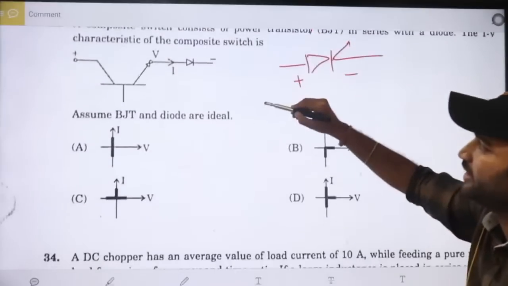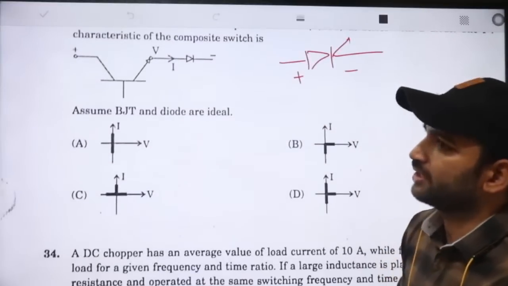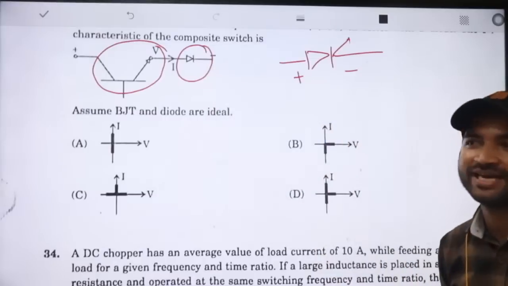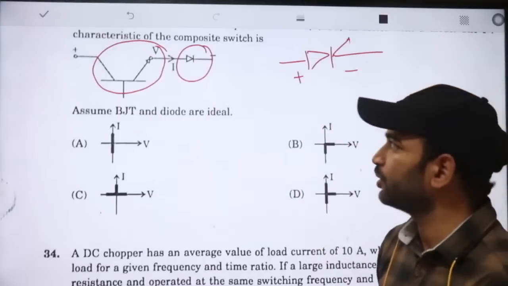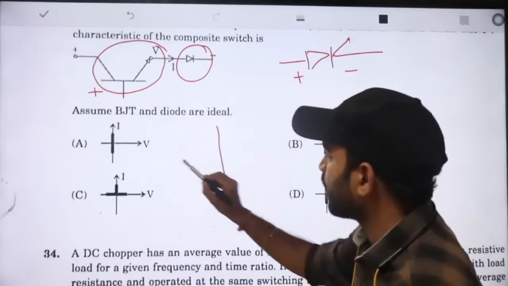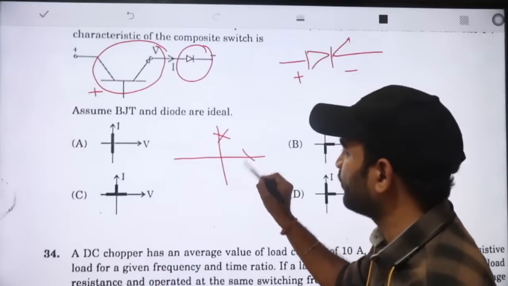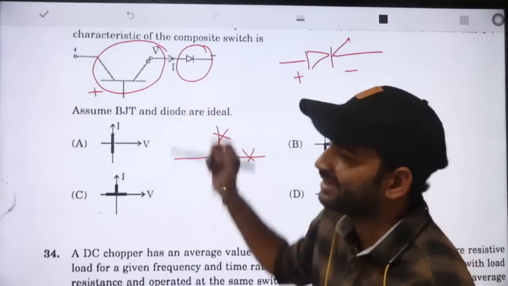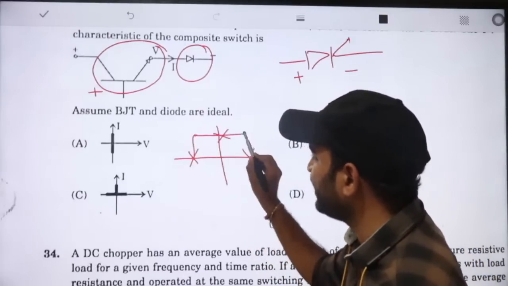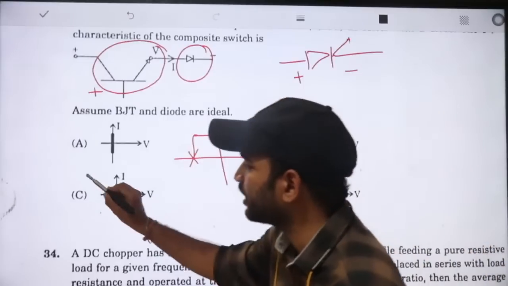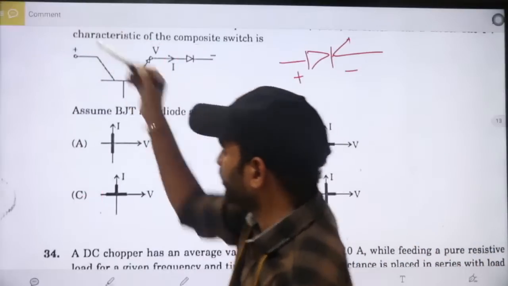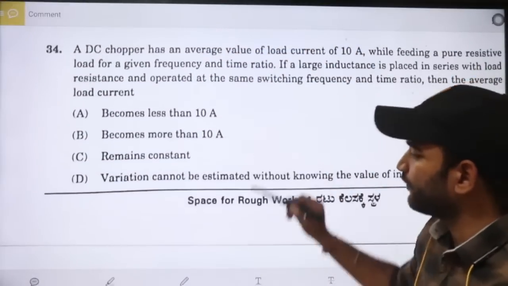Next one, 33rd. Here a BJT is in series with a diode. Normally, as you know, the operation of a BJT will be in the first quadrant, but whenever you connect the diode, it will block the negative voltage too. So the operation will be in the first and second quadrant, which means option C will be correct for this question. So next one, 34th question.